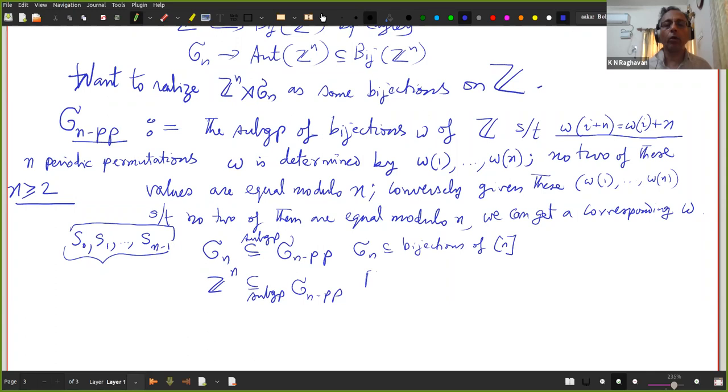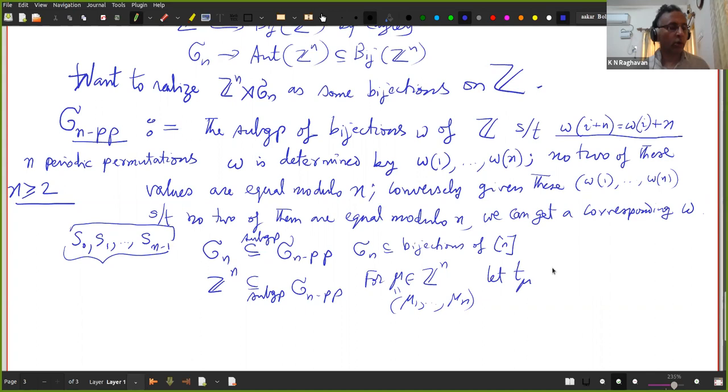So for mu in Z n, so let's call this mu 1 to mu n, I let T sub mu of j be j plus n mu j for j 1 to n. So I've multiplied the mu j by n. And then shifted. So let me say more and it will be clear.